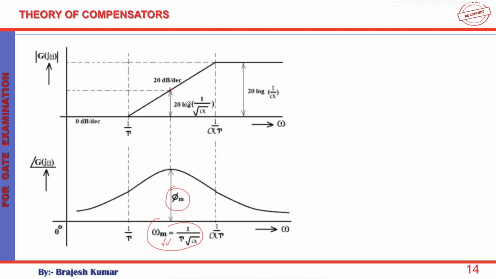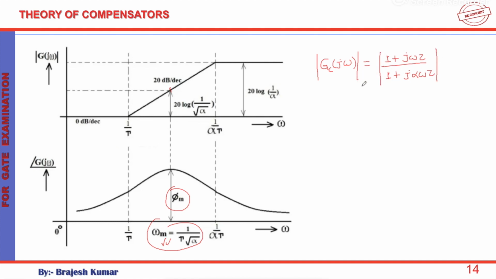So what we'll do, we are having magnitude equal to what in general terms? GC j omega was equal to what? 1 plus j omega tau divided by 1 plus j alpha omega tau. This was basically the sinusoidal transfer function for the lead network. And now we want to find the magnitude of this. So this magnitude will be equal to this one.